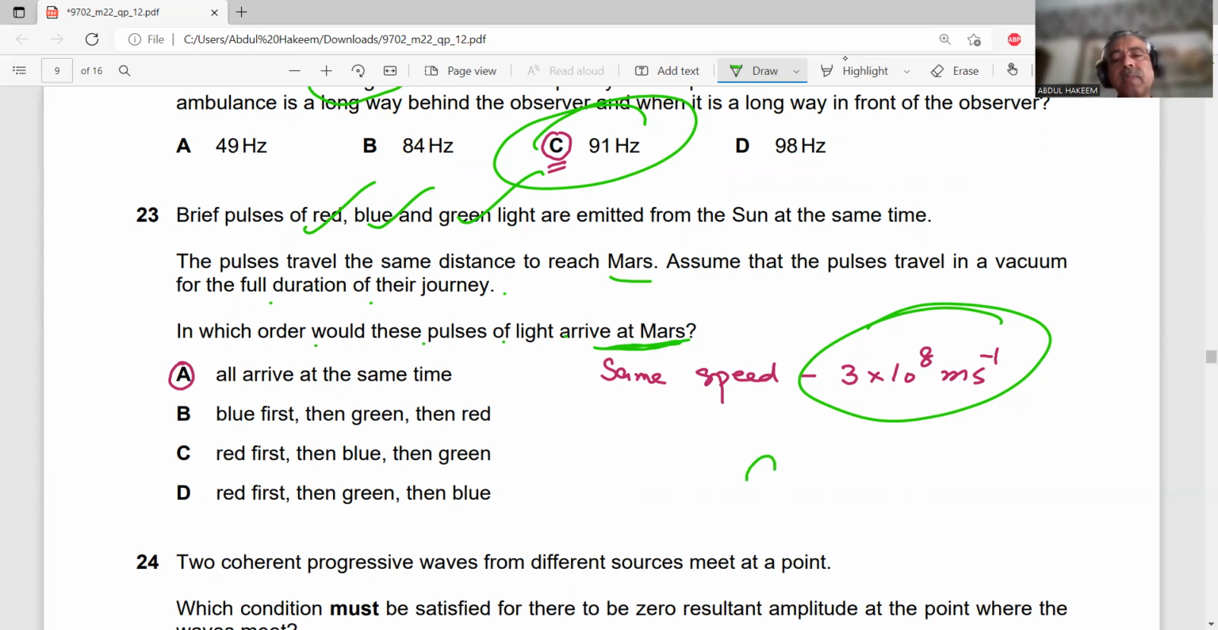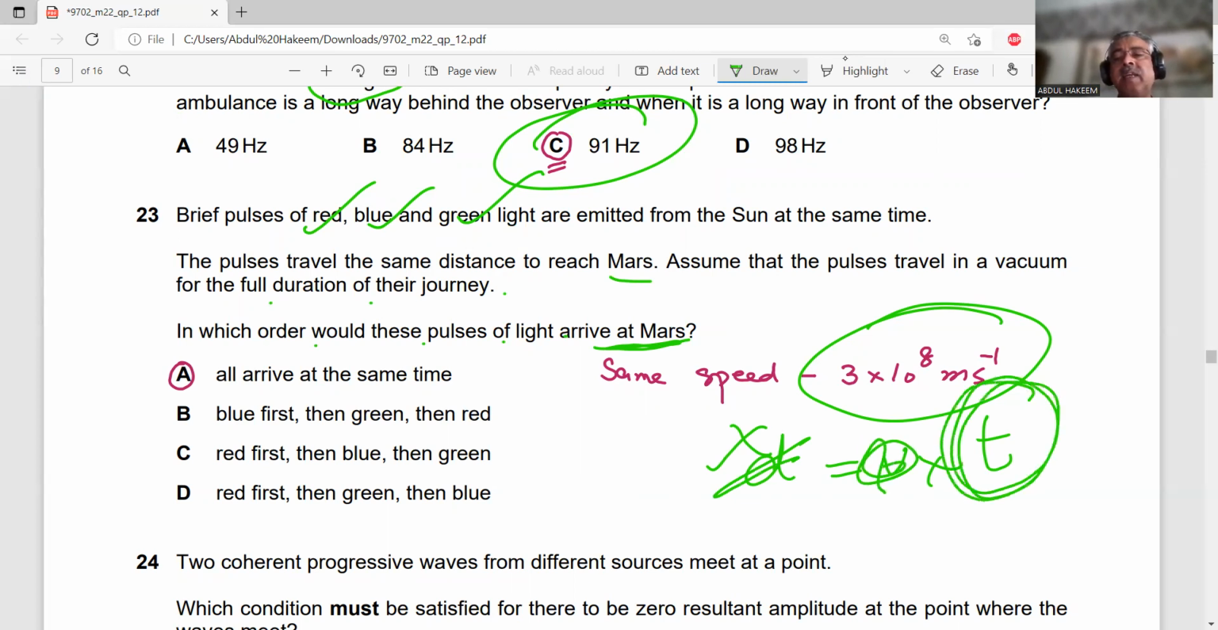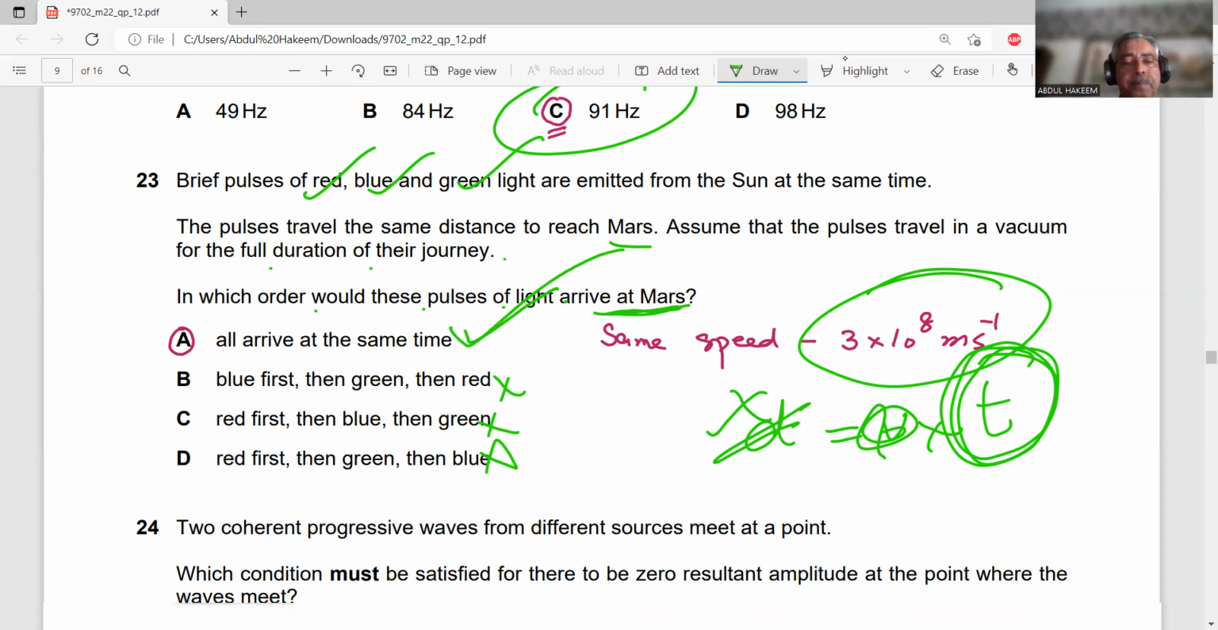Look, distance equals speed times time. The distance covered by all the light rays, red, blue, and green, is the same. They are all traveling with the same speed. So definitely they will arrive at Mars at the same time. That's why the answer is A, all arrive at the same time at the surface of Mars. So B is wrong, C is wrong, D is wrong. The correct option is A.